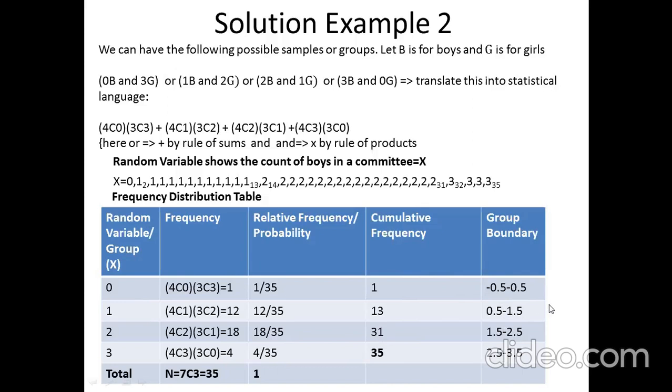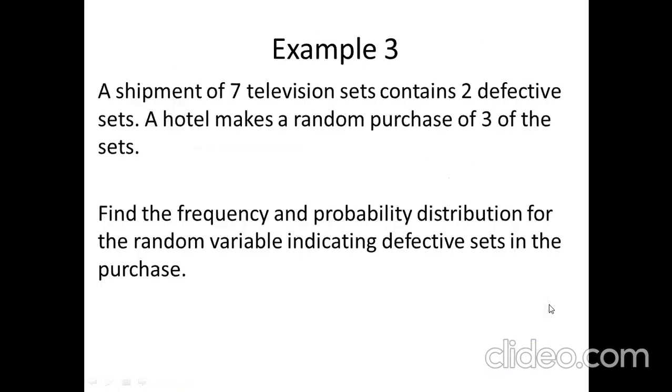Let's do another example to have more understanding of these things. Example 3. A shipment of 7 television sets contains 2 defective sets. A hotel makes a random purchase of 3 of the sets. So from 7 television sets, 2 are defective, but we don't know which 2, and randomly 3 are purchased. Find the frequency and the probability distribution for the random variable indicating defective sets in the purchase.